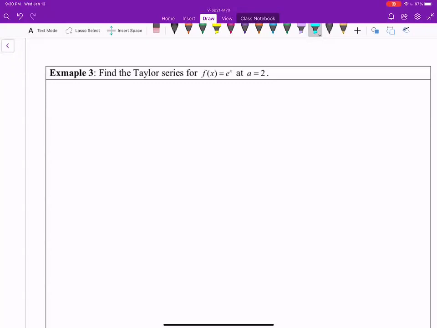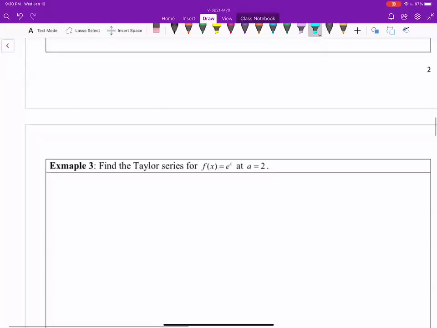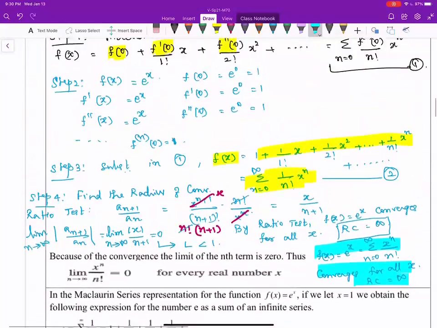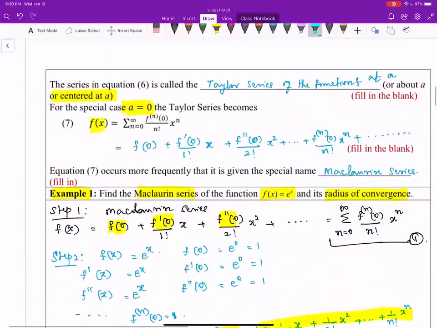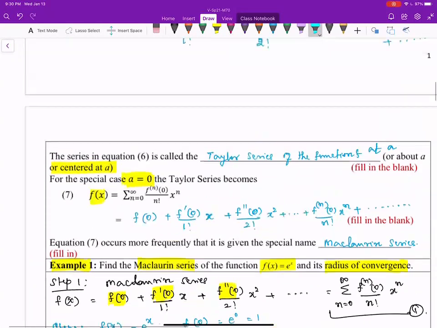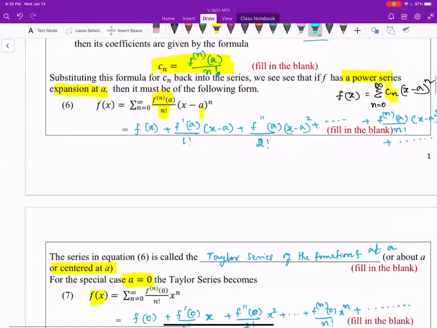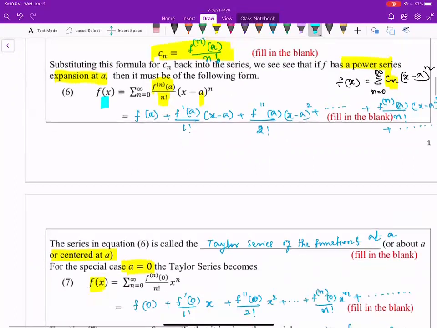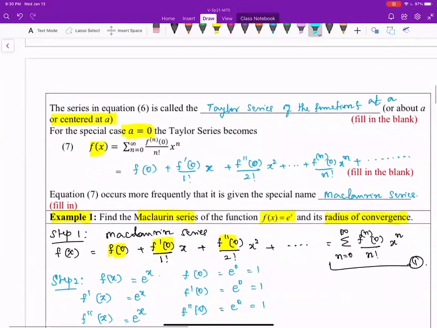Welcome all. This is part B of concept video for 1110. Earlier we saw the representation of a function by Taylor series, which is centered at a. How to represent a function by means of Taylor series. This is around a. And then next we saw Maclaurin series, which is derived from Taylor series. This is centered at 0. That is the difference between the two.